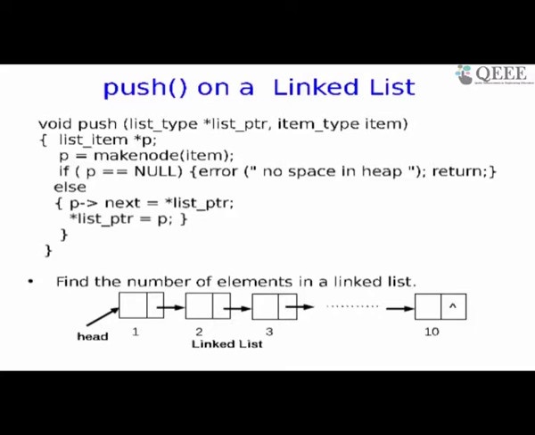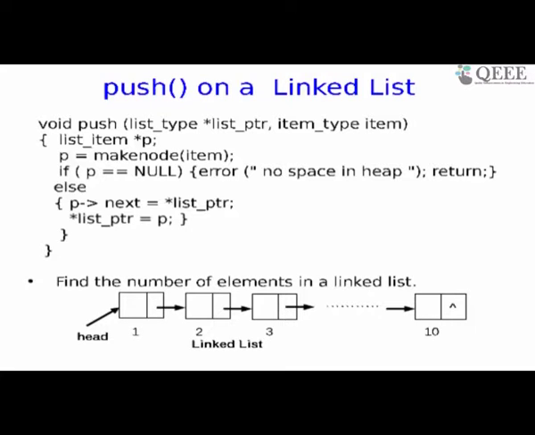Again I check. If P is null, error, no space in heap, I return from here directly. I don't do any push because I can't do it. Else, if I find that no, I have got a genuine box returned back with a value bundled inside, then all I have to do, as I showed you in one of those earlier slides, 2 pointer manipulations, if you recall. Okay, that's what I'm going to do now.